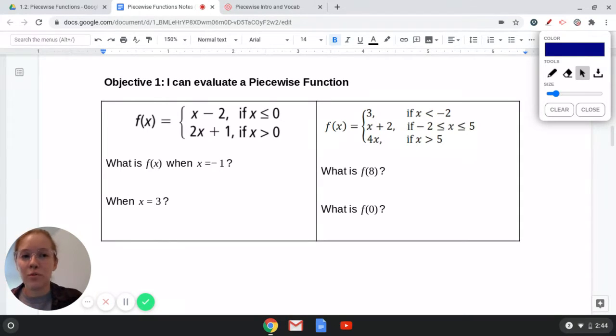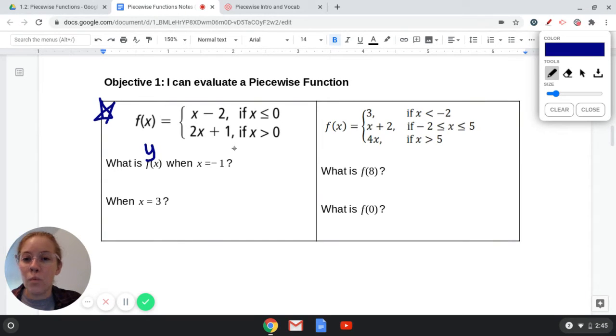Okay, so first example, we'll start on the left-hand side, and we'll look at this function here. f of x equals, remember this symbol is a bracket to show that we're combining two different functions into one piecewise function. So we have x minus 2 for when x is less than or equal to 0, and we have 2x plus 1 if x is larger than 0. So let's figure out what the value f of x is, which is like y, when x equals negative 1.